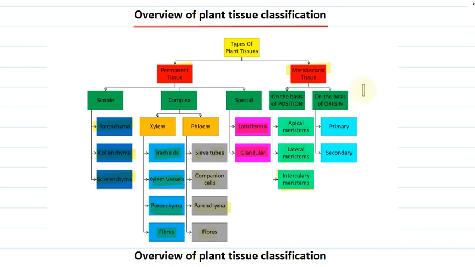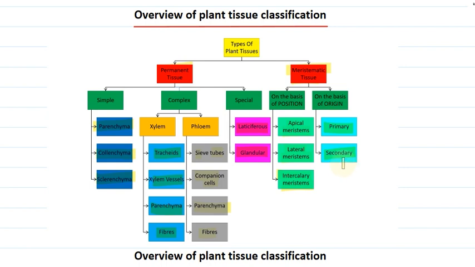Then, on the basis of origin, meristematic tissues are divided into primary meristems and secondary meristems. What are primary meristematic tissues? These tissues are derived directly from the meristems of the embryo, whereas the secondary meristematic tissues develop later in the life of the plant from the permanent tissues.